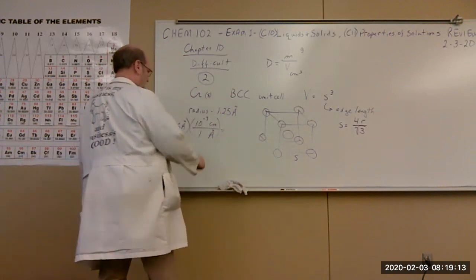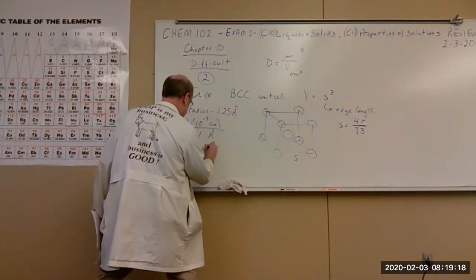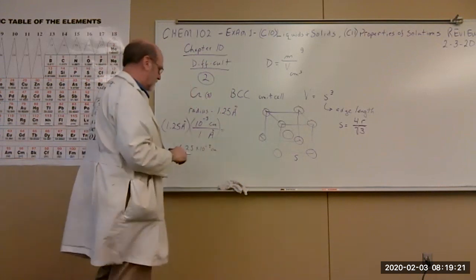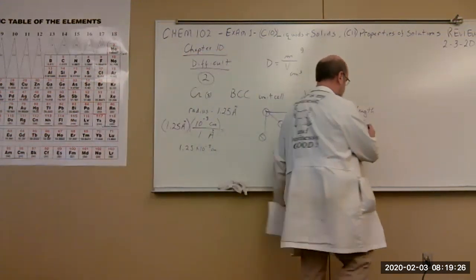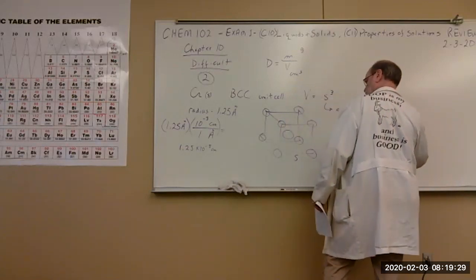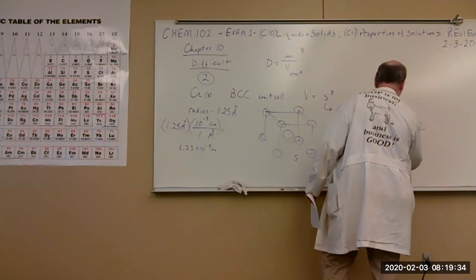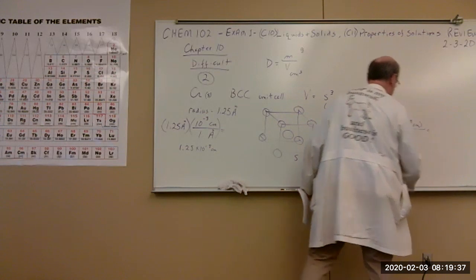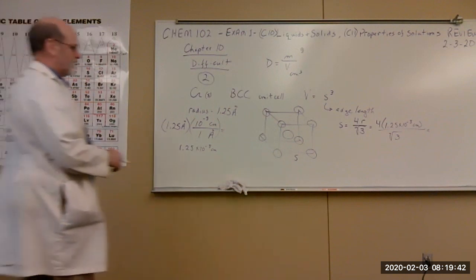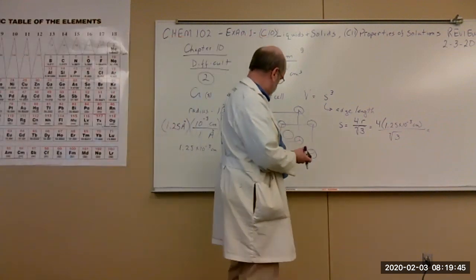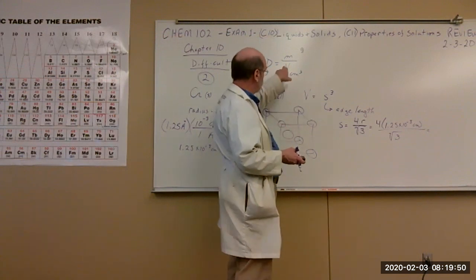So that's a pretty simple calculation, isn't it? 1.25 times 10 to the minus 8 centimeters. That's the radius. That's the value that goes in here, divided by the square root of 3. So what does that give us? That gives us the edge length of this cube, and then we can use that to calculate volume.